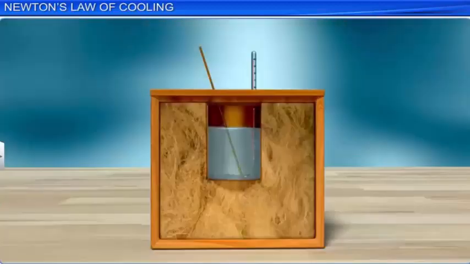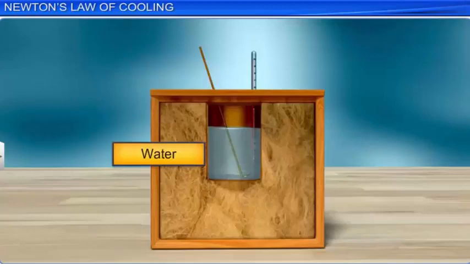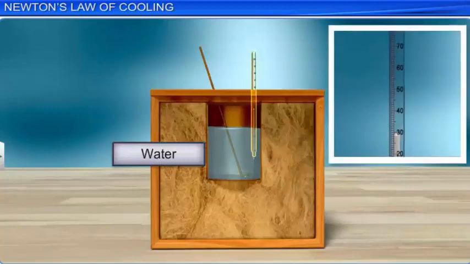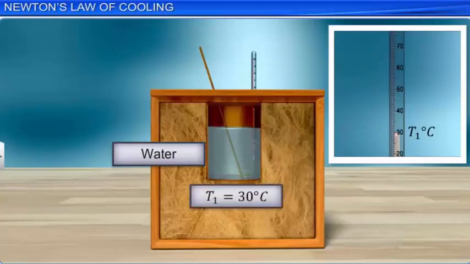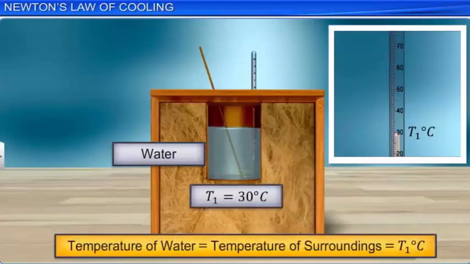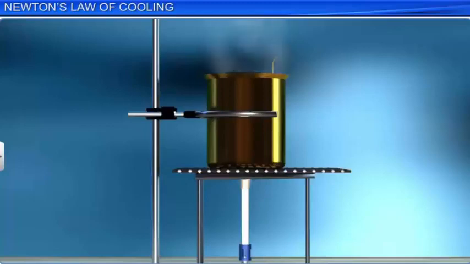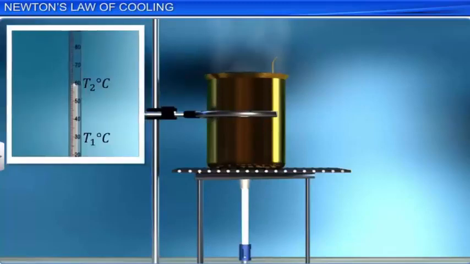Let's take some water at room temperature in a calorimeter and place in it a thermometer. If the temperature of the water is T1 degrees Celsius, then the temperature of the surroundings is also T1 degrees Celsius. Now, let us first heat the water in the calorimeter to raise the temperature to, say, T2 degrees Celsius, and then stop heating and allow the water in the calorimeter to cool.